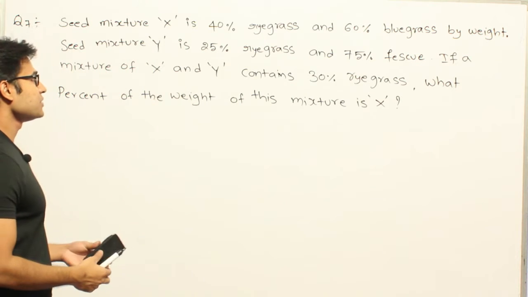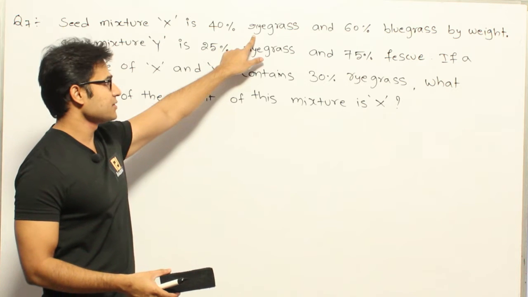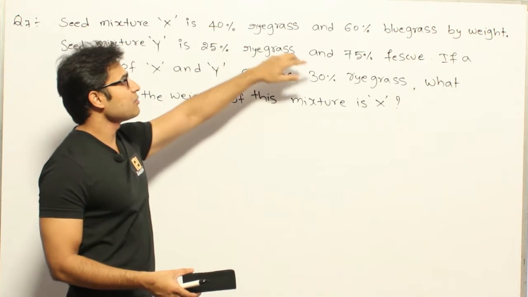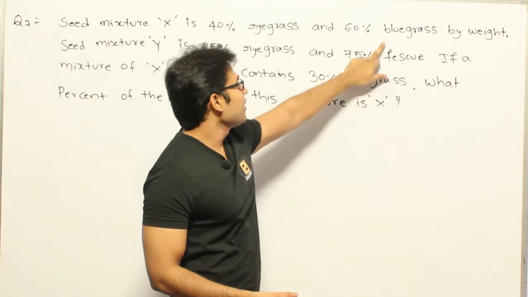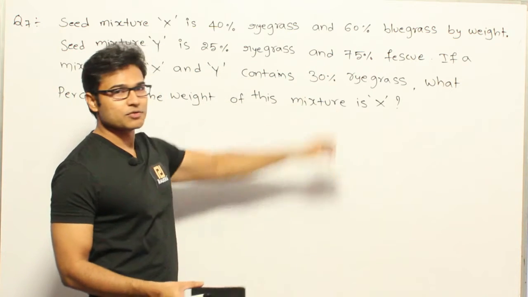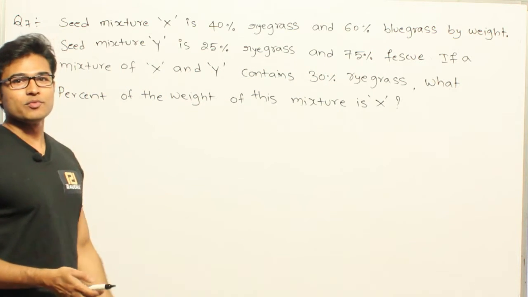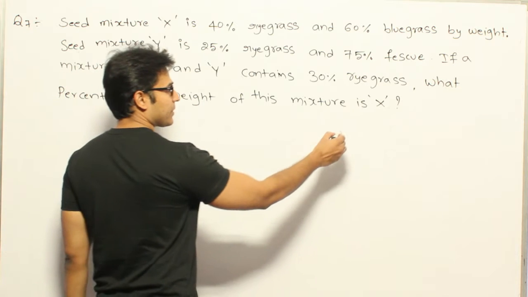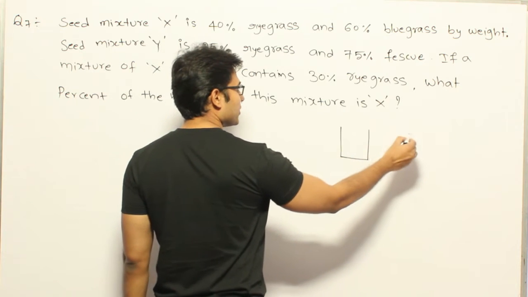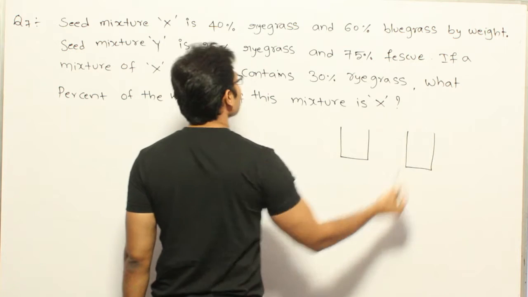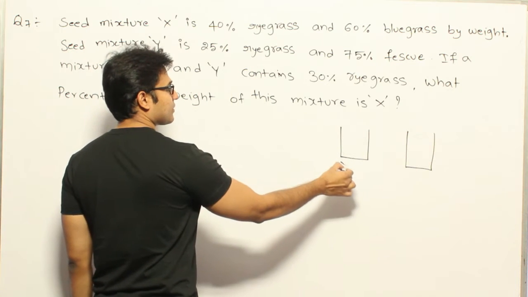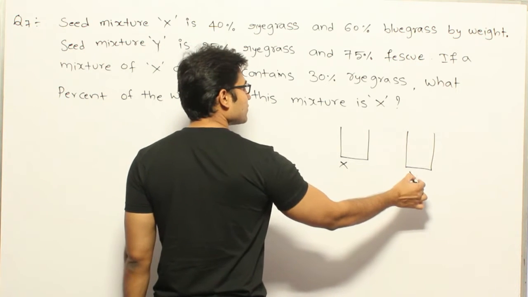Okay, there are three types of seeds. One type of seed is ryegrass seed, another type is bluegrass seed, and the other type is fescue. And already there are two mixtures. So if you see this, they are saying that there are two mixtures. Now one mixture is called X and the other mixture is called Y.